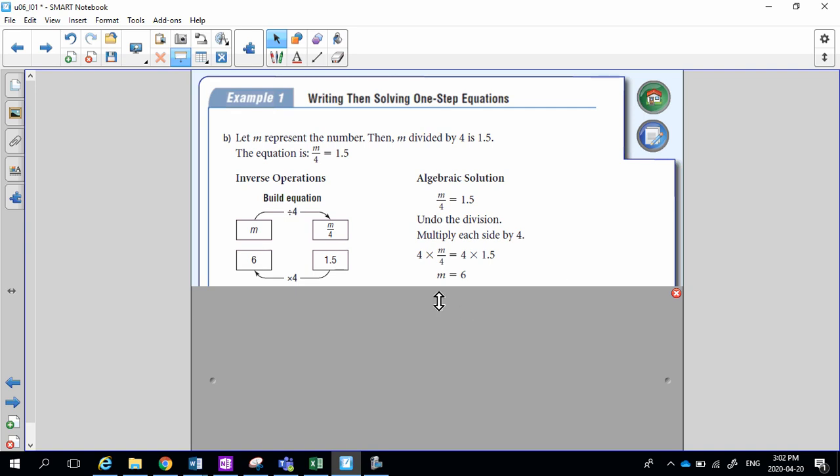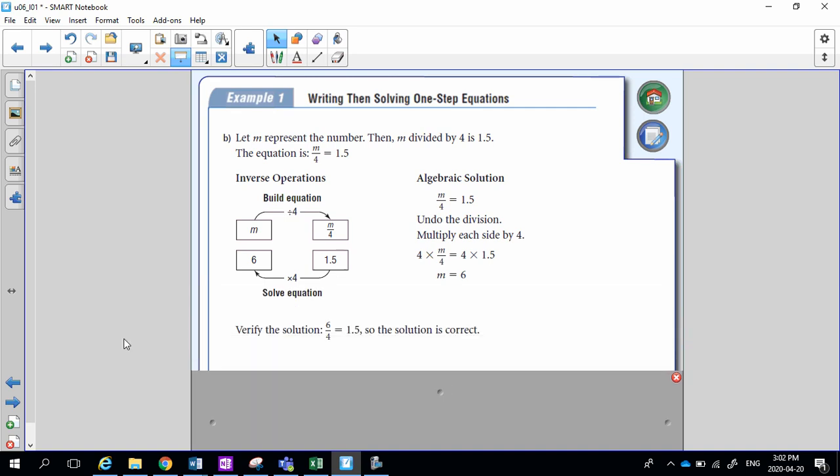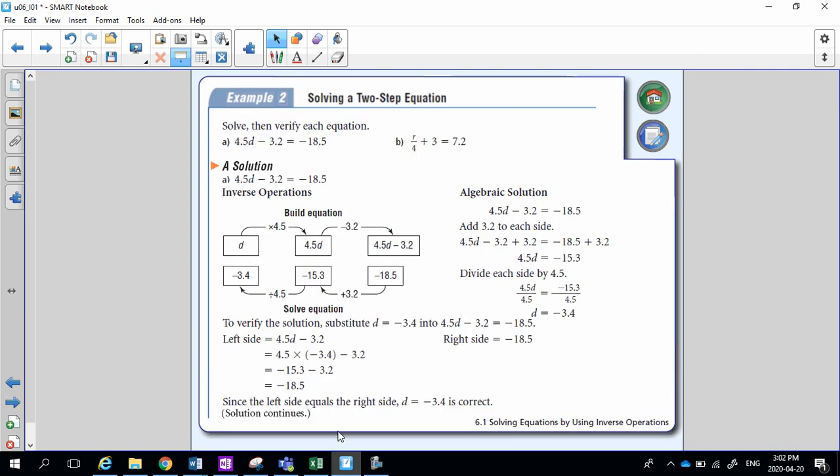So now if we wanted to check that to see if it was right, we would go back up here and say, okay, if I think m is equal to 6, what's 6 divided by 4? Is it 1.5? Yes, then you got the right answer. If it's not 1.5, then you did something wrong. Okay, that's what they mean when they say verify the solution.